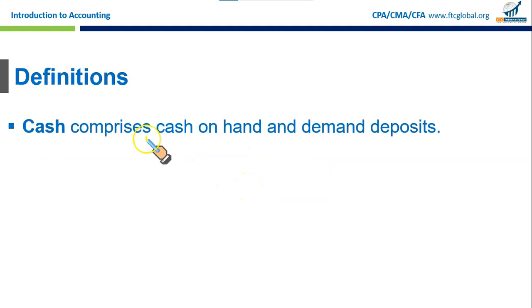Definitions. Cash comprises cash on hand and demand deposits. Yes, it includes physical currency, banknotes, as well as funds in your demand deposit account, like your current account, called the checking account in the US. So these are the resources available in liquid form, cash in hand and bank, that are available for immediate use without any constraint or any issue.